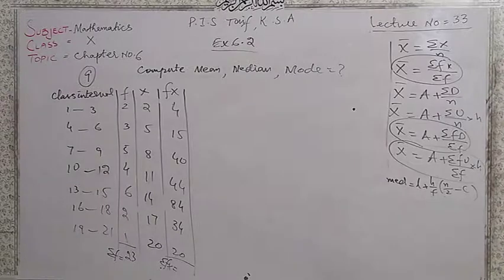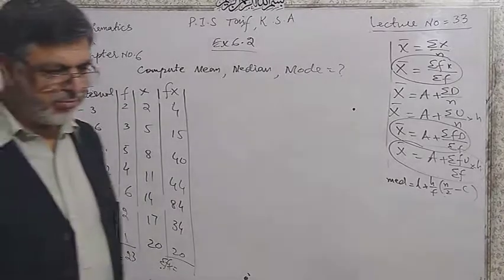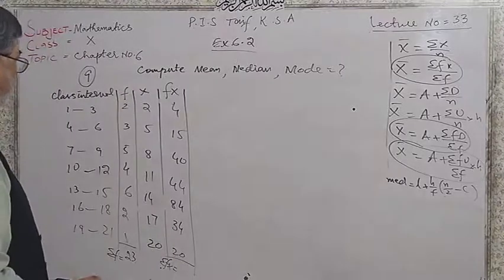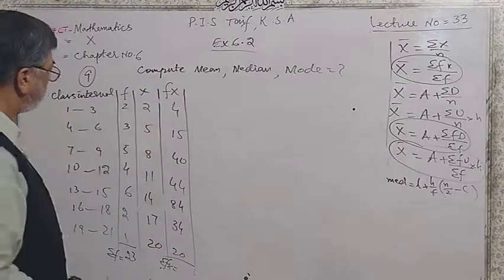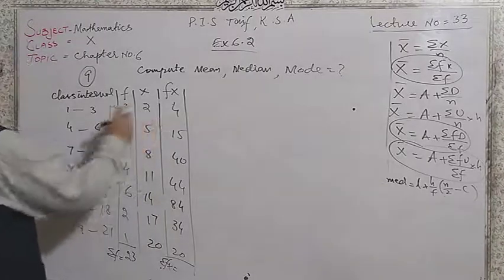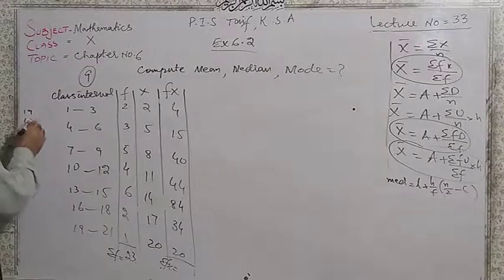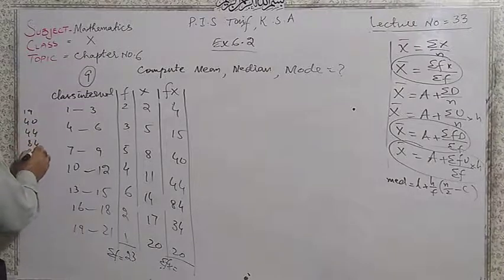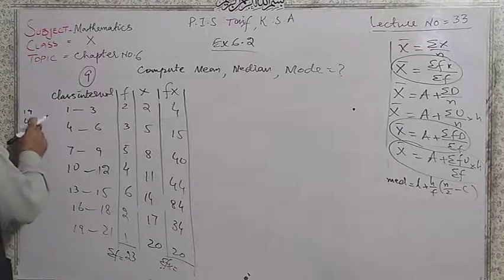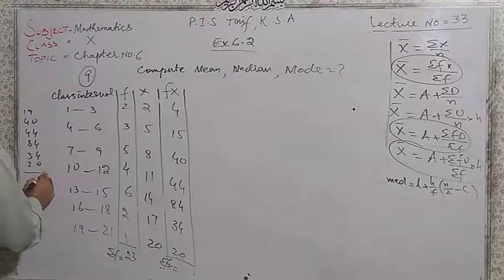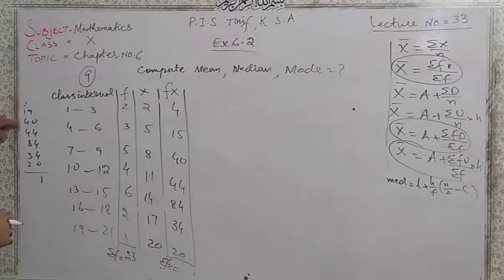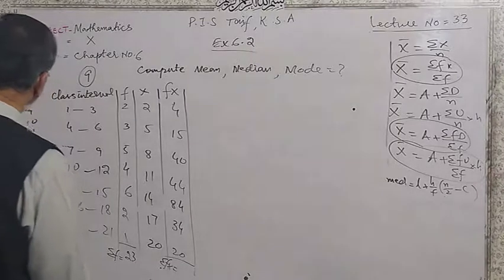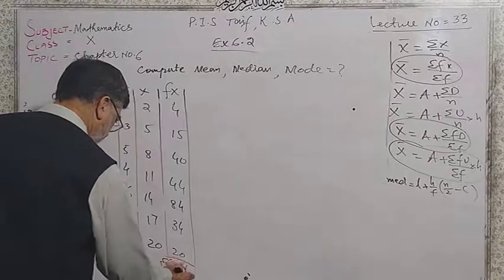Yes. And for fx, you have to add the numbers: 15 plus 4 is 19, then 40, 44, 84, 34 and 20. You add them to get 241.